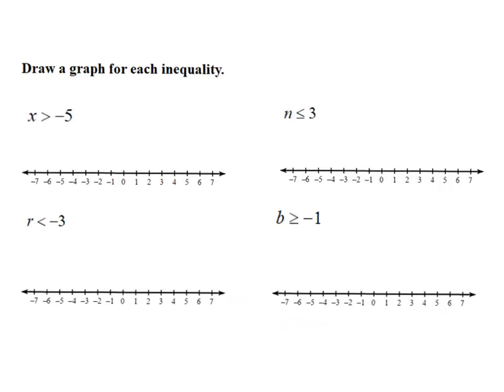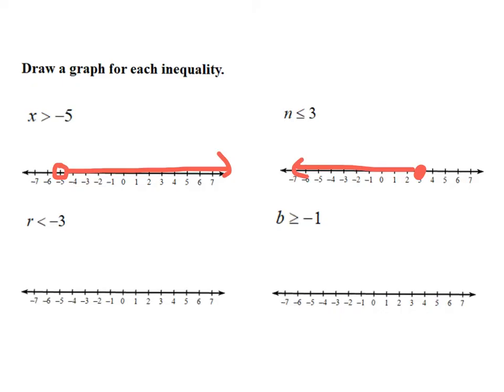For the first example, x is greater than -5. So we're going to go to our -5, and since it doesn't have the line below, we're going to draw an open circle. Then, because our variable is written first, we can just draw our arrow in the direction of the inequality symbol. In our next example, we have n is less than or equal to 3. So we go to +3 and draw a closed circle because we have that line underneath. Then we draw our arrow to the left because of the inequality symbol.